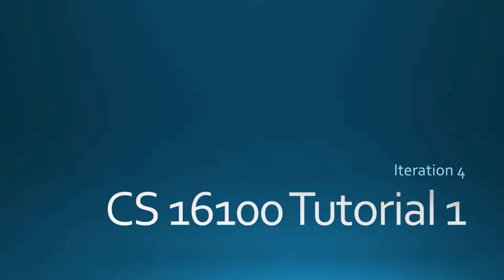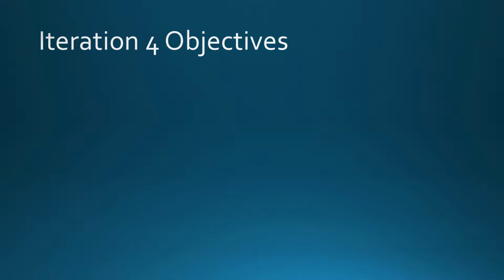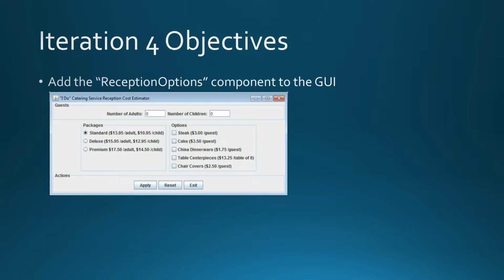Welcome to iteration 4 of the Computer Science 161 programming tutorial. In this iteration, we're going to focus on adding the reception options component to the GUI. You can see the reception options panel right here.